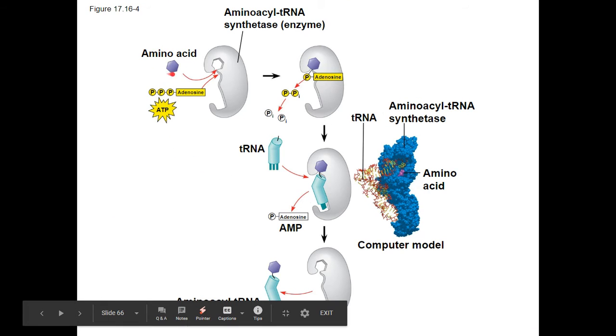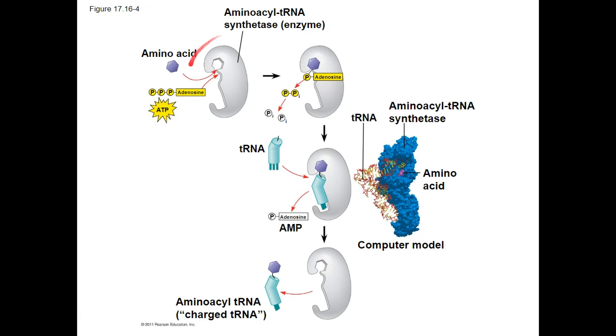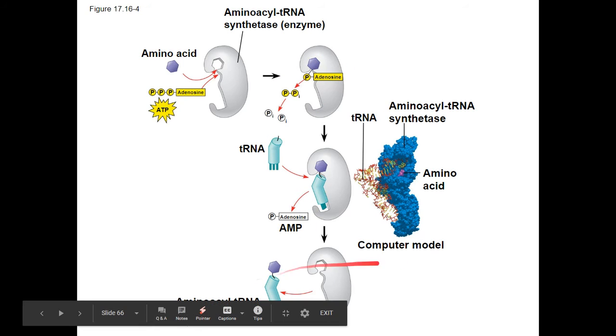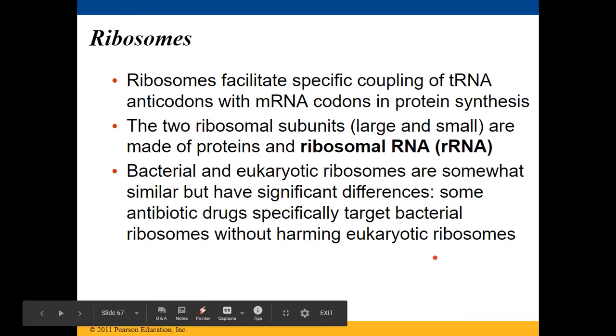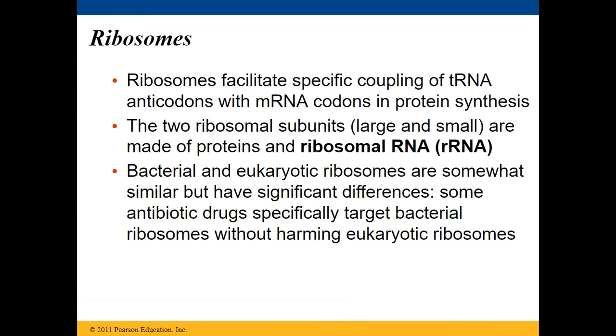So here, this is how we get our amino acid to attach to our tRNA. It's this very complex enzyme. The amino acid goes in, it uses ATP or chemical energy to bind, the transfer RNA comes in, and then it lets go. Ribosomes are responsible for facilitating the specific coupling of transfer RNA anticodons with the messenger RNA codon during protein synthesis. There are two ribosomal subunits. One is large, one is small, and they are named accordingly. And they're made of proteins using ribosomal RNA.